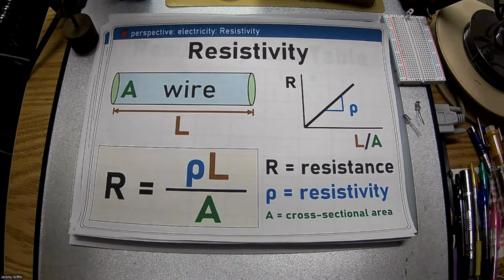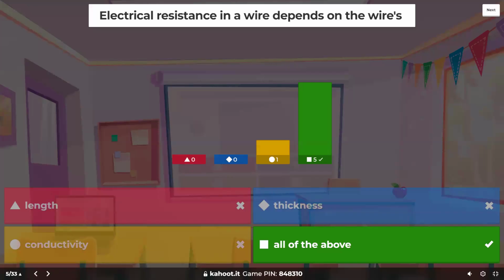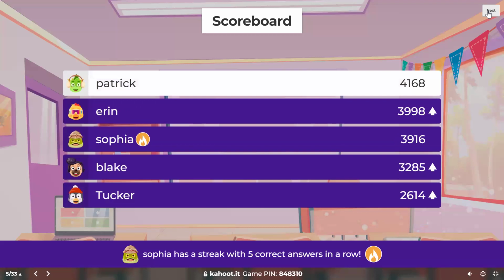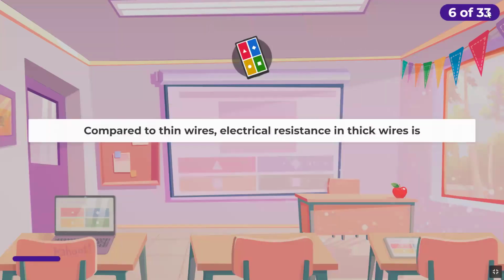Let's see. Did you guys get all the above? There you go. Okay, well, they went with conductivity rather than resistivity. Same idea, just a reciprocal. Yeah, all the above. Boom. All right, got Tucker, Blake, Sophia, Aaron, Patrick.